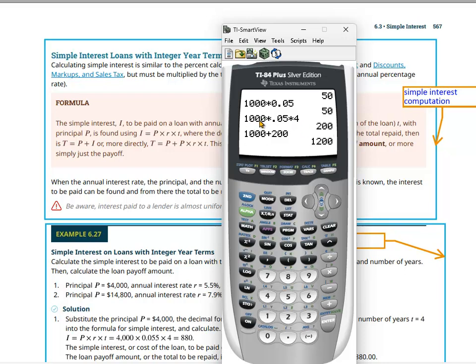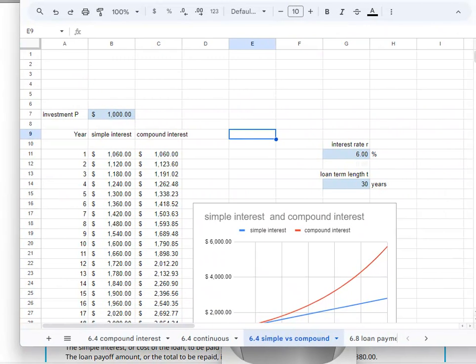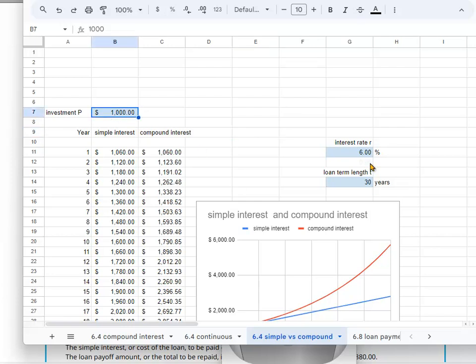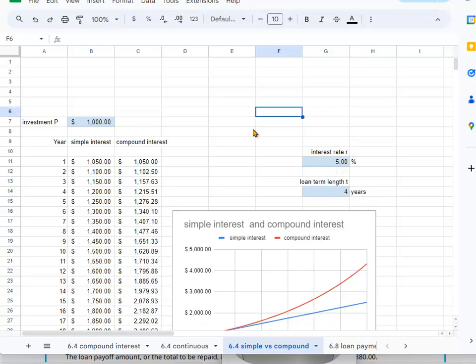The second to last one, where it says here 1,000 times 0.05 times 4, that's this calculation here. Interest equals the principal times the rate, the 0.05, times the time, 4 years, for example. Of course, you can also do that in the spreadsheet. Here it is. So again, here's my $1,000. Here is the interest rate of 5% and term length of 4 years, and we can see, well, after 4 years, there's the $1,200, right, and added $50. So simple interest is really straightforward.